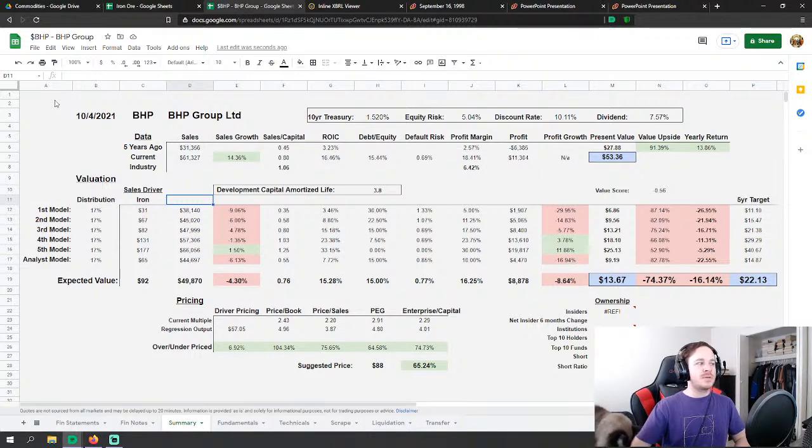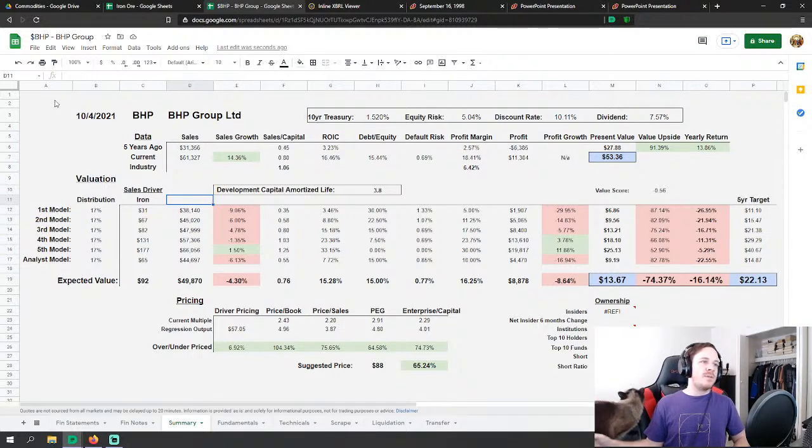Sales in the most recent year of $61 billion. Their sales to capital ratio is currently at 0.8 with returns of invested capital of 16.46%. Debt to equity ratio of about 15%. Their default risk is pretty negligible, pretty much as close to zero as you can get without being zero. Profit margins currently about 18%. Profit in the most recent year of $11.3 billion, and they're currently selling for $53.36.